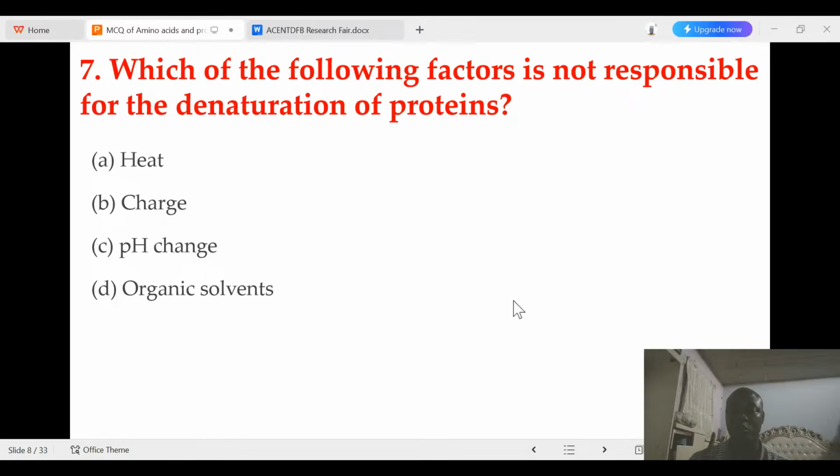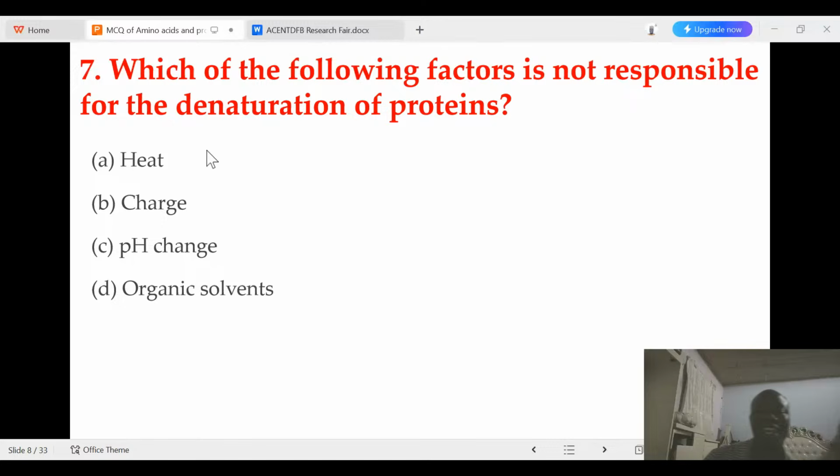The structure of the proteins will be affected. So pH change leads to denaturation. Then organic solvent. Some of the proteins, if you take them to an environment where the solvent is not suitable for maintaining the integrity of the proteins, then the three-dimensional structure of the proteins will also be affected. So, ladies and gentlemen, in simple terms, protein denaturation means it's a process whereby a protein loses its three-dimensional structure, which subsequently leads to loss of function.